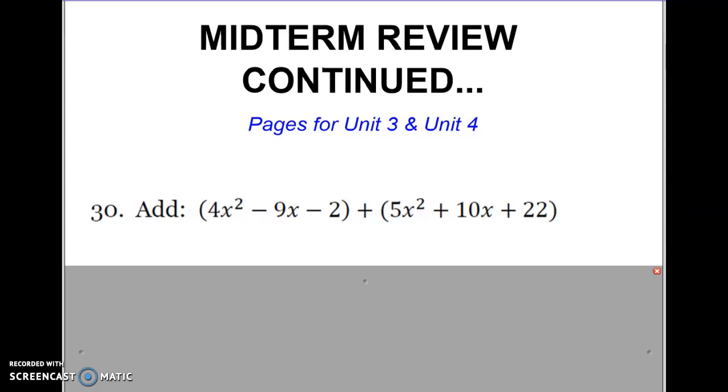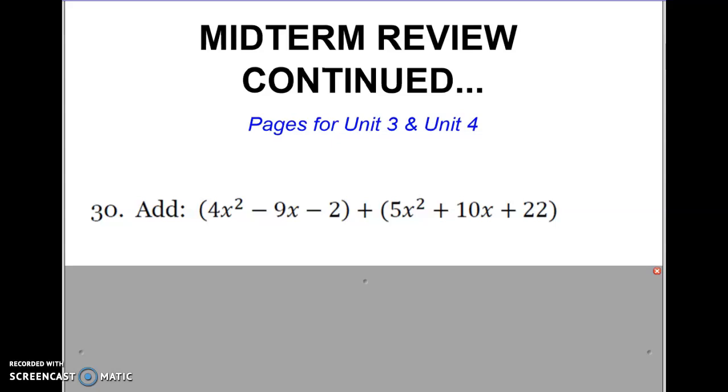I'm going to go over the last two pages on your midterm review. So this is going to be the review of Units 3 and 4 that we have covered over the past couple weeks. So number 30 on that second to last page says to add these polynomials together.